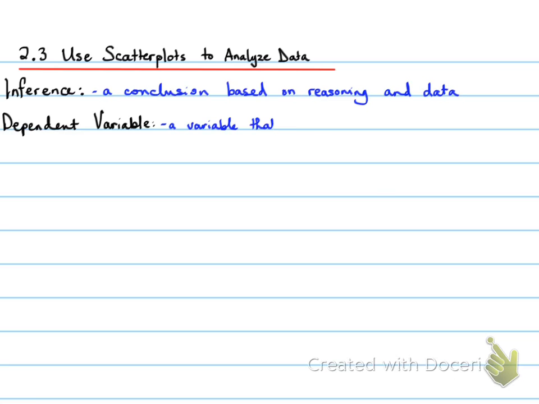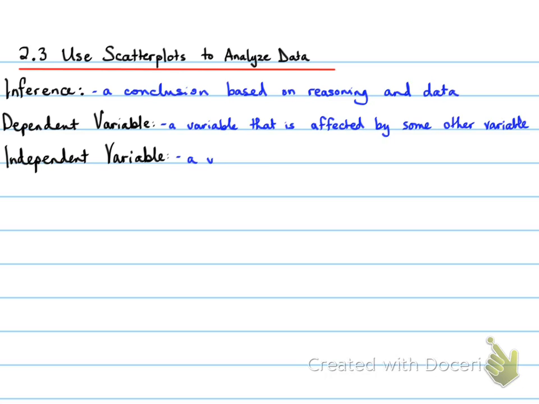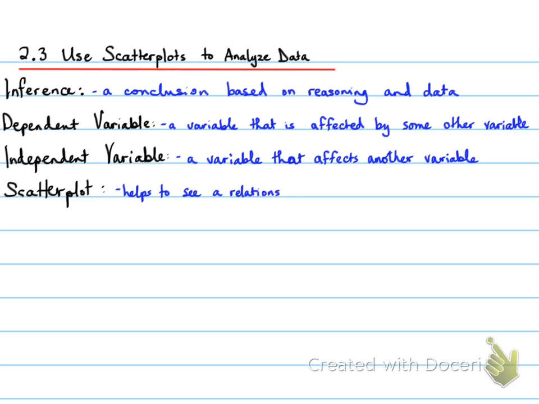Dependent variable. Dependent variable is a variable that is affected by some other variable. Independent variable is a variable that affects another variable. A scatterplot helps to see a relationship between the variables. So for example, an example like this, you can see a relationship there.